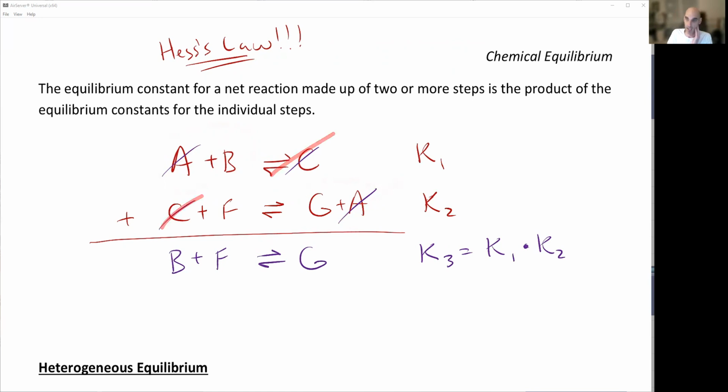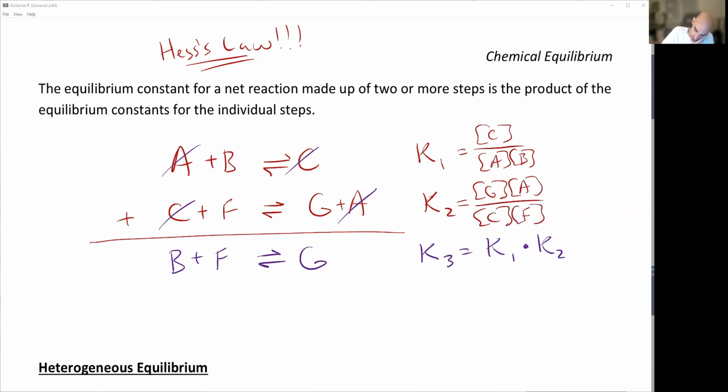Same thing with C if we multiply those out, because K1 is equal to the concentration of C over the concentration of A times the concentration of B. And K2 is the concentration of G times concentration of A all over concentration of C times concentration of F. If I multiply those two, they cancel out and give me my new K3, which is just missing those two: concentration of G over B F. Okay, makes sense? Great.